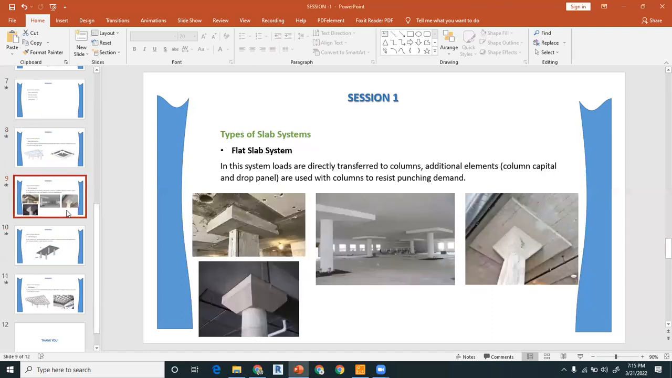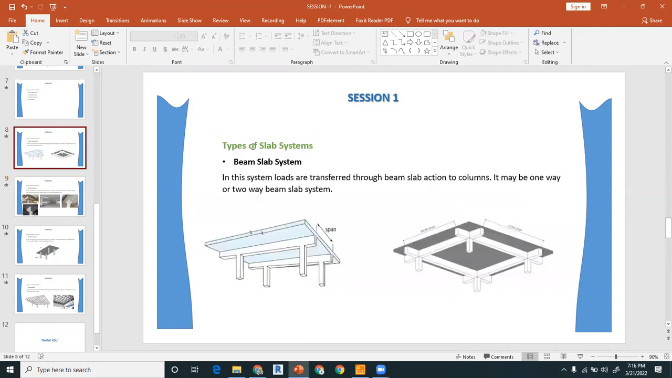The next slab system is the flat slab system. In this system, the loads are directly transferred to the columns and there are no beams involved. You can also add some additional elements, known as column capitals and drop panels or drop slabs, or you can also add integral beams if required. These are used with the columns to resist the punching moment, because in this system the major issue is the punching, right? In the beam slab system, beams resist the punching, so there is no issue. Normally the system used in Pakistan and all around the world is the beam slab system.